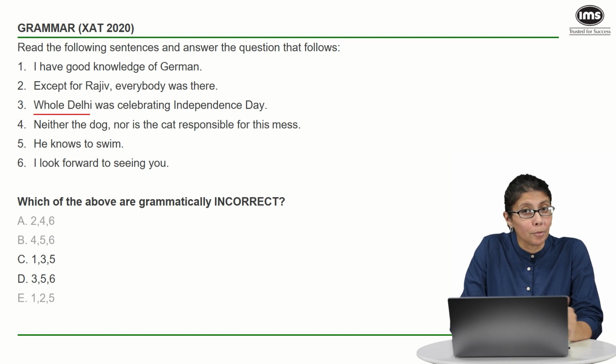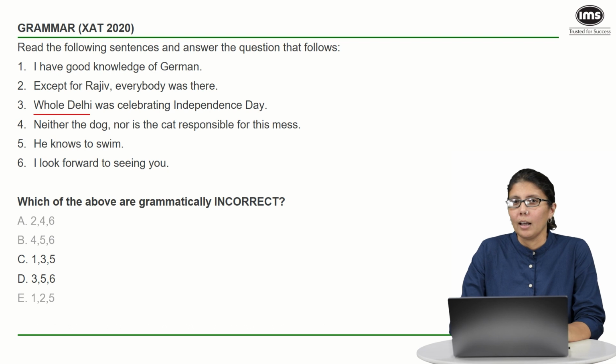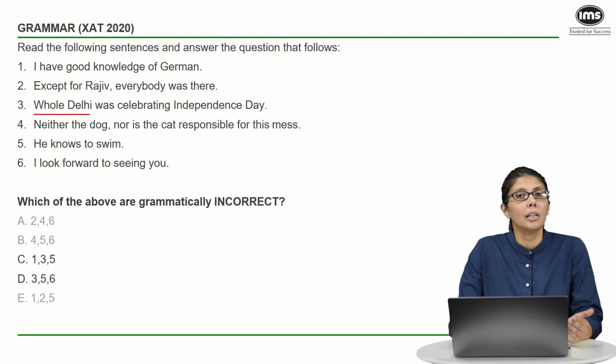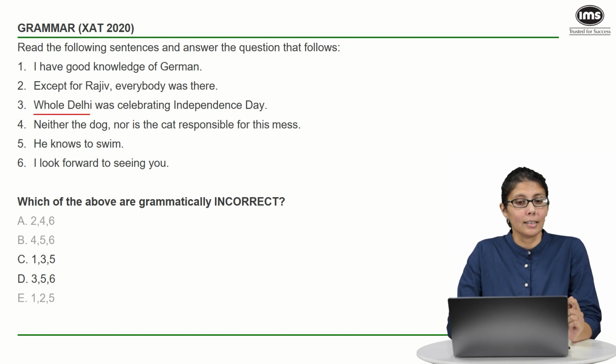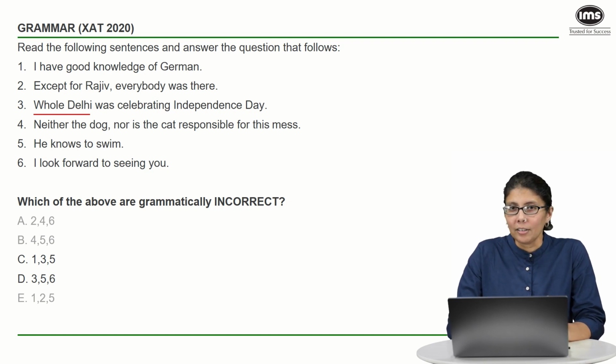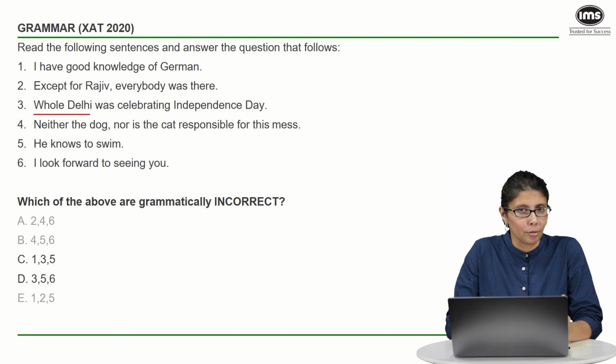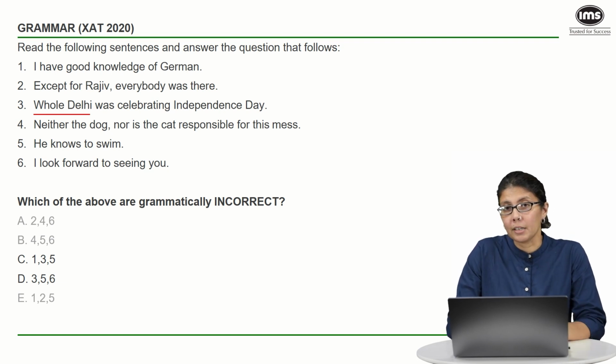We have only 2 options to work with now, 1, 3 and 5 and 3, 5 and 6. Life is so much easier because I know that 3 and 5 are definitely incorrect. Now I have to make a choice between statement 1 and statement 6. This is where familiarity with English comes into play. Which one can we be certain of? Which one can we say is definitely right? To me, that would be statement 6.